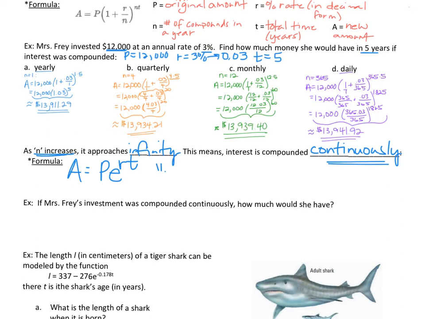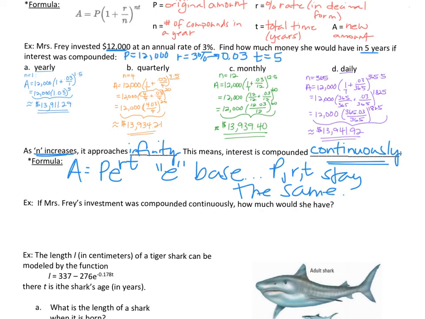So E is your base. We don't plug anything in for E. P, R, and T stay the same. So it says if Mrs. Fry's investment was compounded continuously, how much would she have? This should give us the biggest output out of all of our options. So if it says continuously in the problem, we can go right to this PERT, P-E-R-T formula.